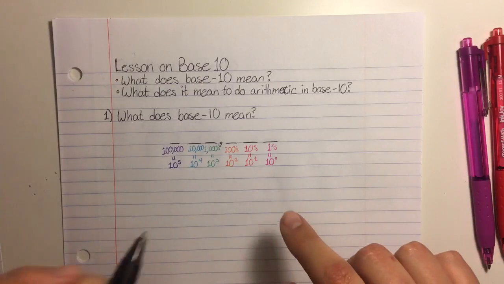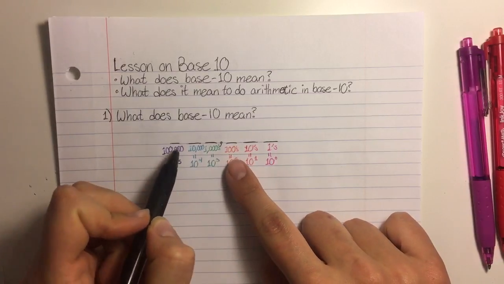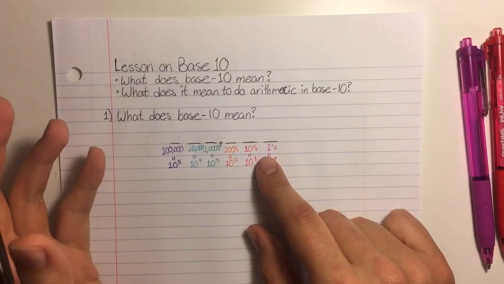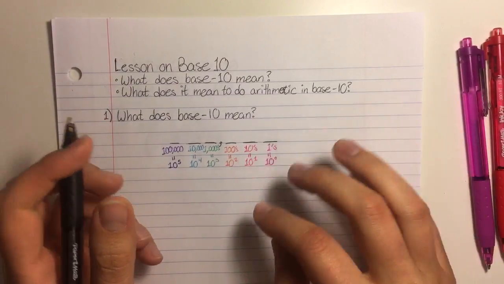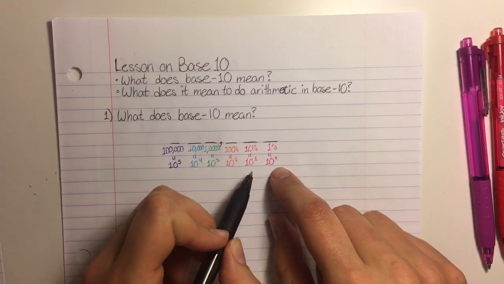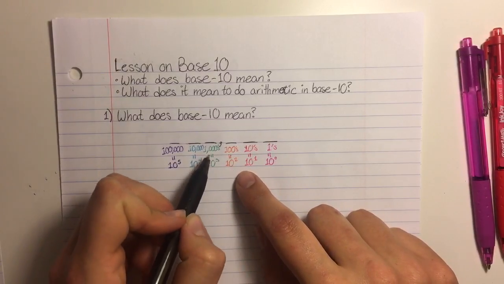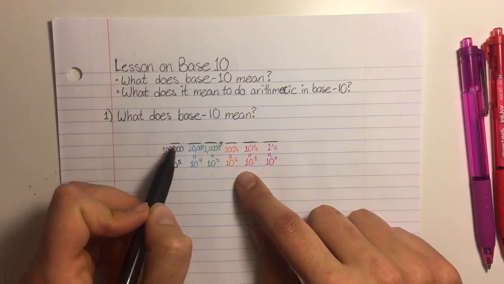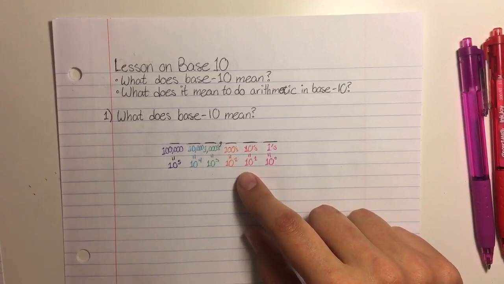We've always grown up knowing that it's the ones place, the tens place, the hundreds place, thousands, 10,000s, 100,000s. Well, what's the meaning behind that, right? Who picked these numbers? Why didn't we just pick some random numbers? So 1 is actually 10 to the 0 power. 10 is 10 to the first power. 100, 10 to the second. 1,000, 10 to the third. 10,000, 10 to the fourth. 100,000, 10 to the fifth, and we could go on, right? Just 10 to the 6th, 7th, 8th, all the way up.